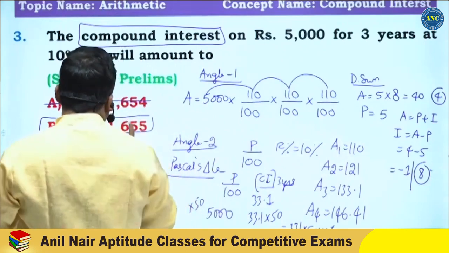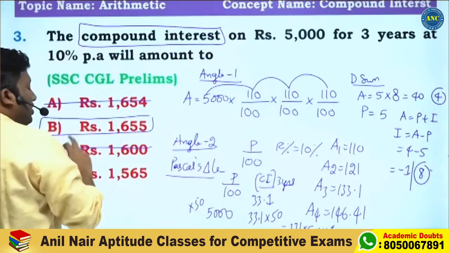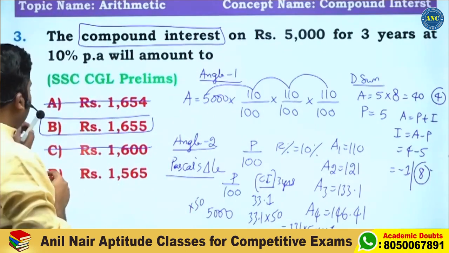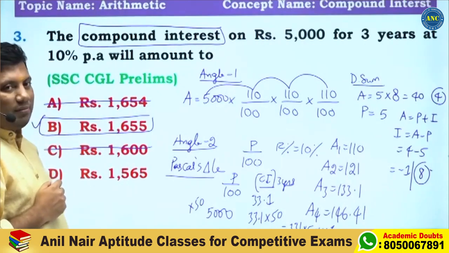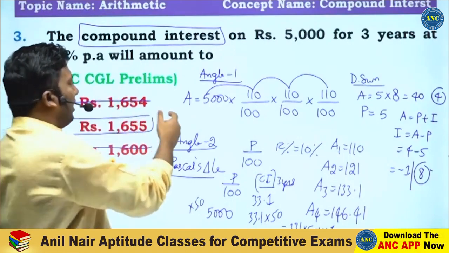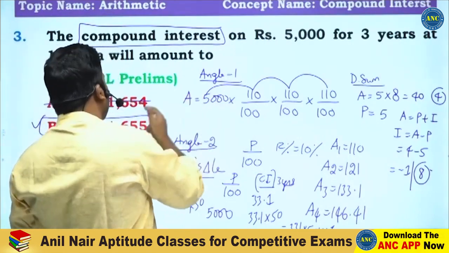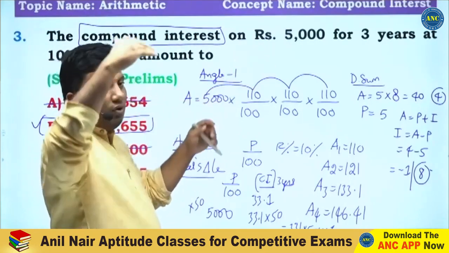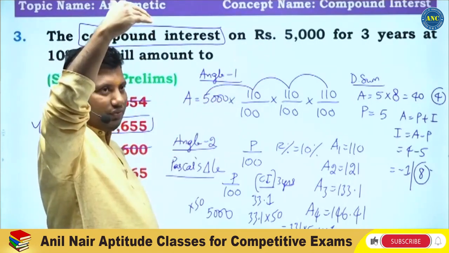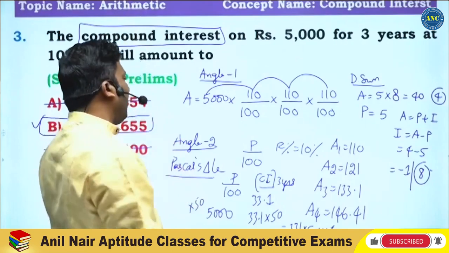5 plus 5, 10. 10 plus 6, 16. 16 plus 1, 17. The digital sum of 17 is also 8. Are you all with me? Now here, even though rightmost non-zero digit is matching, why it is matching: principal is 5,000, the amount's rightmost non-zero digit is 5, and 5 minus 0 gives 5.